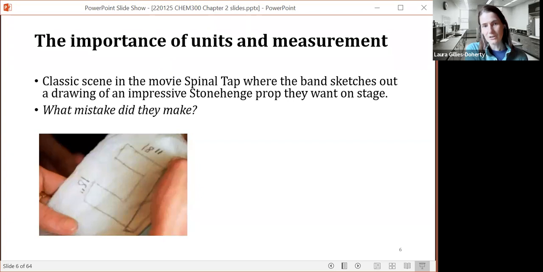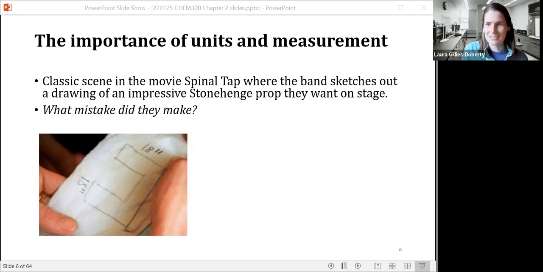They said, okay, make a Stonehenge. It's going to be awesome. We want it to be lowered on stage, with flame shooting out of it and all this stuff. So check out this drawing. What units are they using here? They have 18, and then this symbol represents inches. So they made a big mistake for what they were going for.